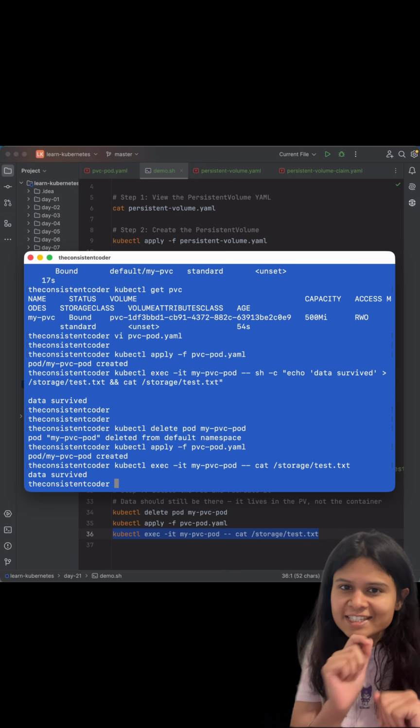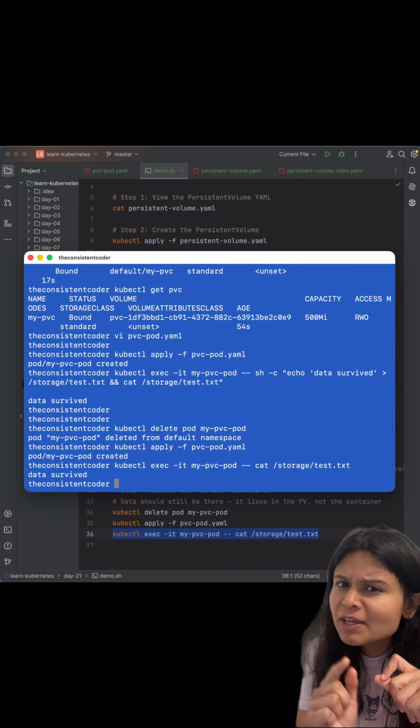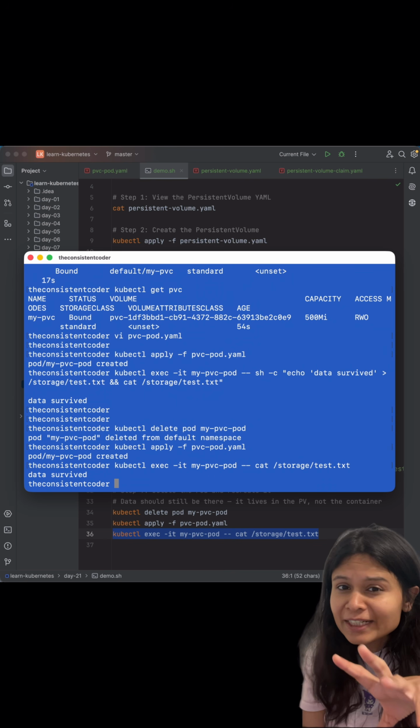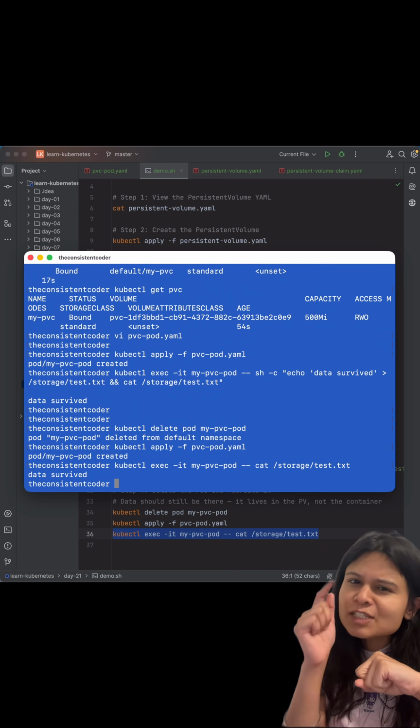Let's check. Yes. That's what a PVC does. The file is still there because it lives in the PV, not the container. We have deleted the pod, we have recreated it, the file survived, the data is still there. So that is PersistentVolume in action.